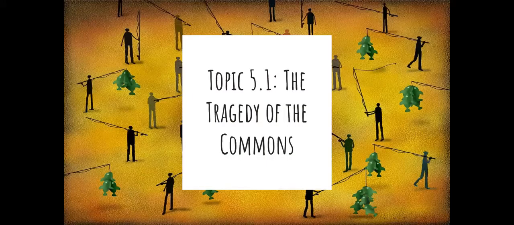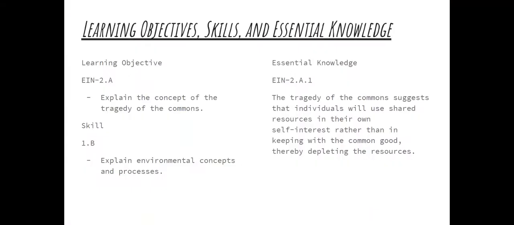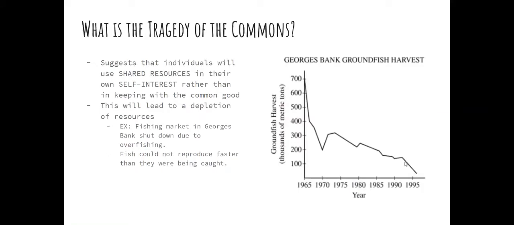For our first topic, we're going to be talking about 5.1, the tragedy of the commons. Now, we did an activity in class about this, but I want to share with you guys what that is. Your objective for today is going to be able to explain the concept of the tragedy of the commons, and you're going to be able to explain environmental concepts and processes. So, what is the tragedy of the commons?